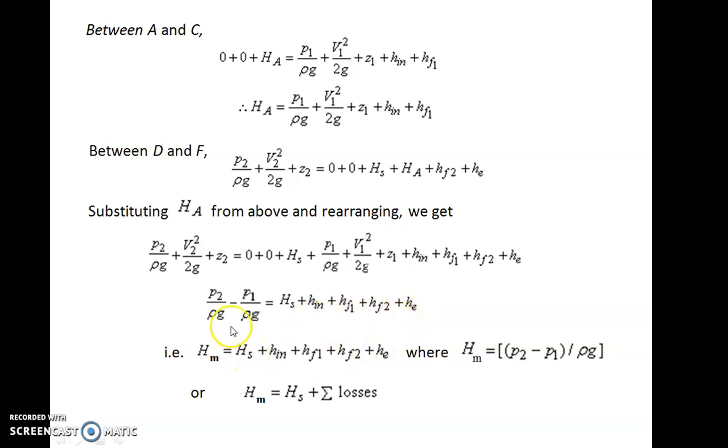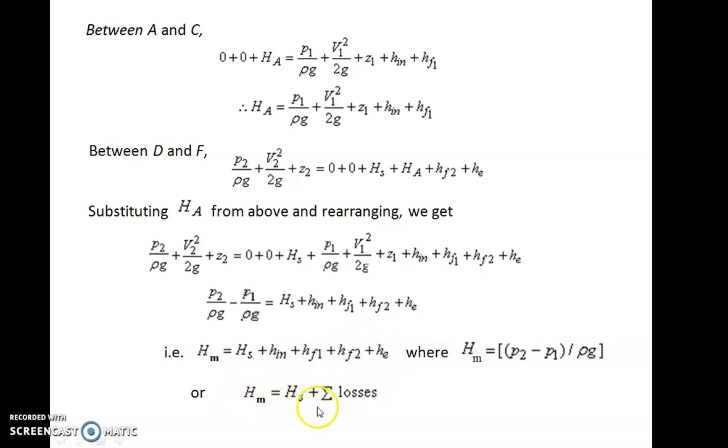So HM, which we have seen is nothing but P2 minus P1 by rho g, is the manometric head to be developed by the pump. The manometric head is equal to the sum of the static head plus entrance loss plus friction loss through the suction pipe plus friction loss through the delivery pipe plus the exit loss.